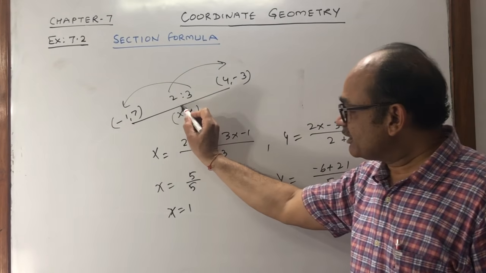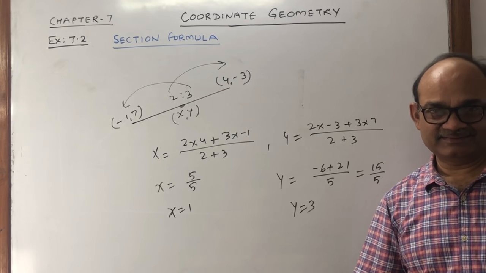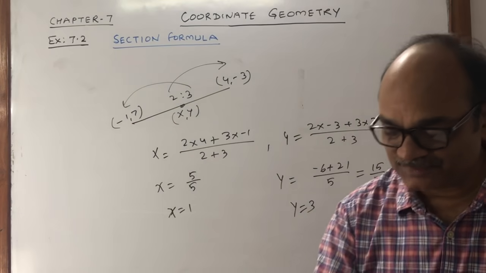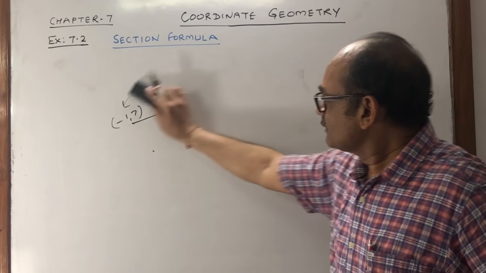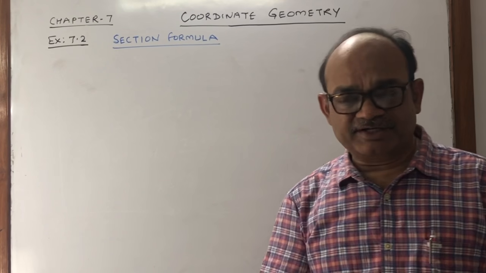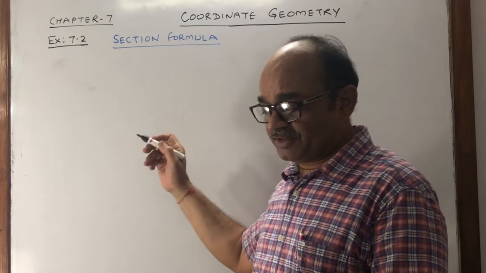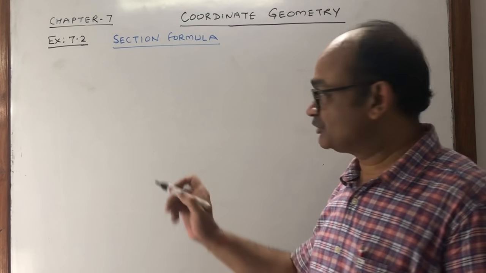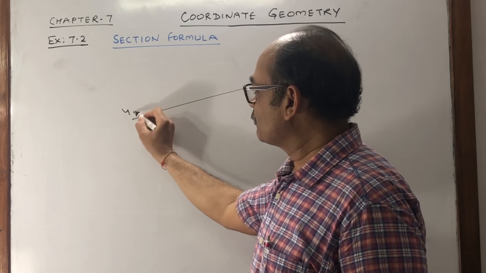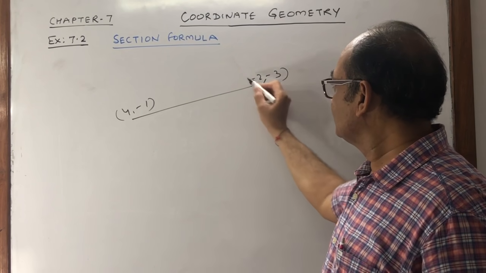So what about this coordinate? Now this coordinate is 1, 3. Easy? One more. Question number 2 is a very important question from previous year's board paper. Find the coordinate of the points of trisection of the line segment joining 4, -1 and -2, -3.